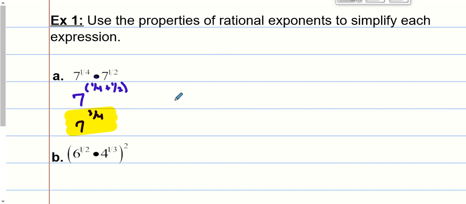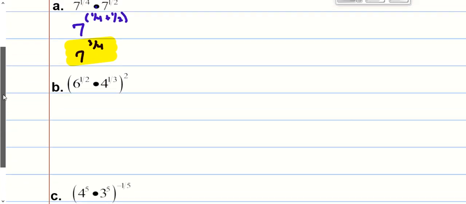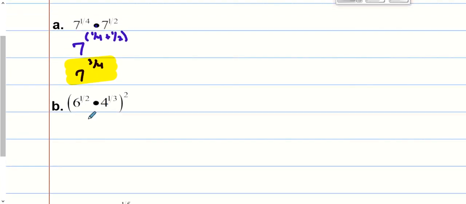Now we have 6 to the 1/2 times 4 to the 1/3 all squared. Well, if you notice inside the parentheses there, the bases are not the same. I've got a 6 and I've got a 4. But on the outside of the parentheses, I've got this 2. So this is going to be power of a power. It's actually power of a power as well as power of a product put together. So I'm going to distribute it to both.